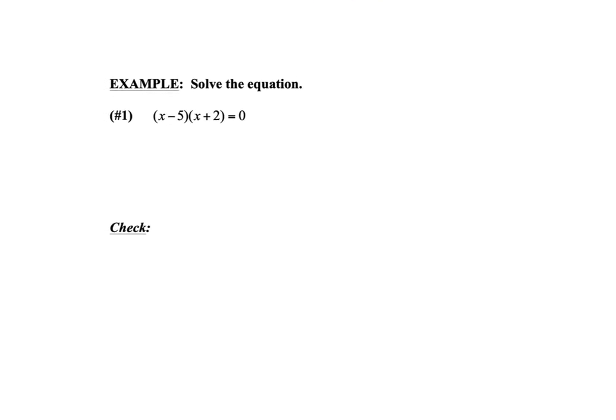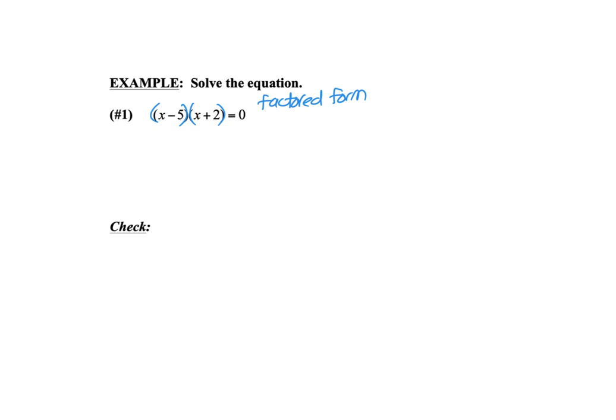So right here it says, solve this equation. And number 1 is x minus 5 times x plus 2 is equal to 0. So what I notice is that these 2 things are being multiplied. They're a product. So this is already in what I'd call factored form.